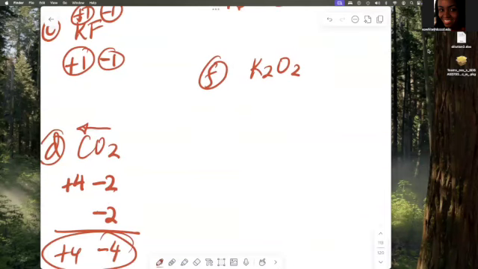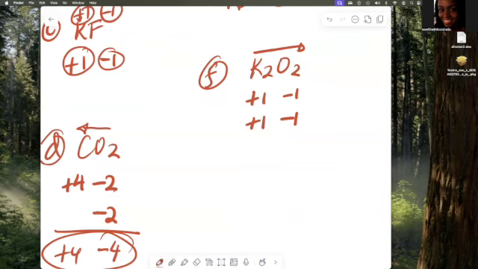Last one. Since potassium is a special metal, a group 1 metal, we have 2 of them. Each potassium has to be assigned first. It's going to be +1, +1. That means the oxygen has to adapt. We have 2 of them. Each will be -1, -1. And we're done with that part.